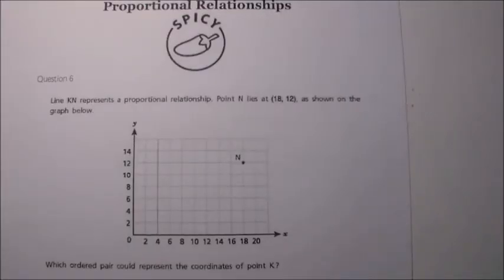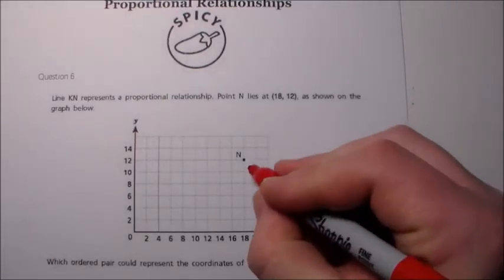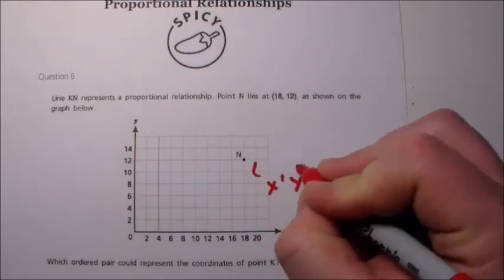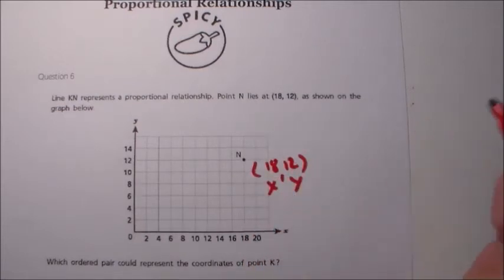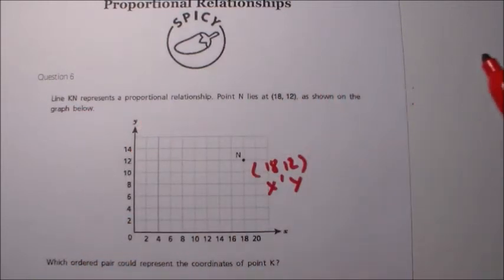Okay, question 6. Line KN represents a proportional relationship. Point N lies at 18, 12 as shown on the graph below. And we see that. That's kind of common, right? This is given in X, Y notation. This is 18, 12. Okay, so that makes sense. Which ordered pair could represent the coordinates of point K? And line KN represents a proportional relationship.